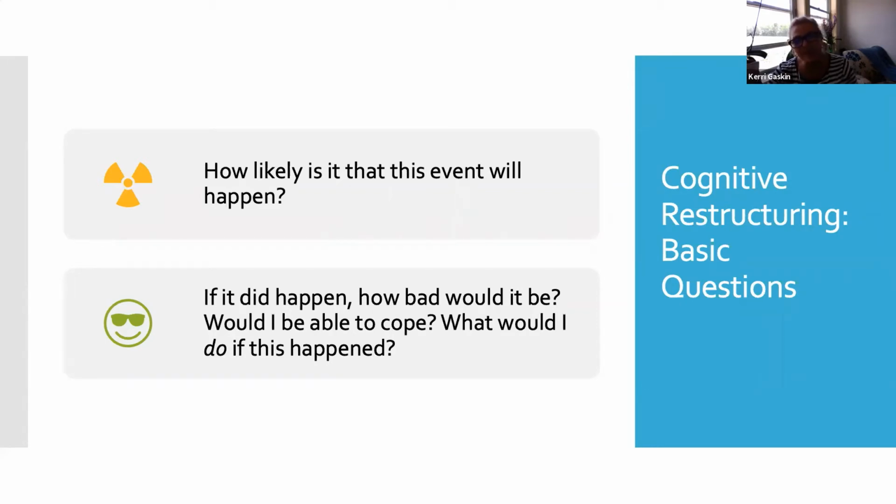And then we might go down the line of reasoning of, if it did happen, how bad would it be? Would I be able to cope? What would I do if this did happen? We also know that when we're anxious, we tend to catastrophize. We tend to worst-case-scenario things. We blow things out of proportion when we feel anxious. So we often predict that we would not be able to handle a negative event if it occurred. We also don't think much about what we would do if a bad event happened, right? We don't think about future action.